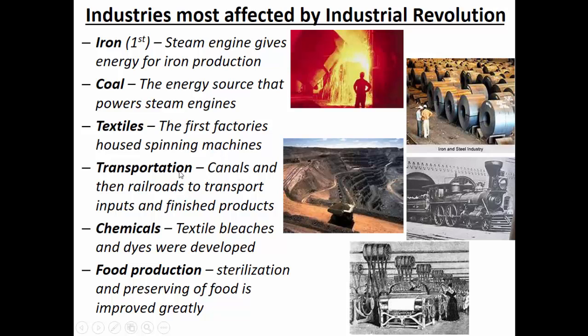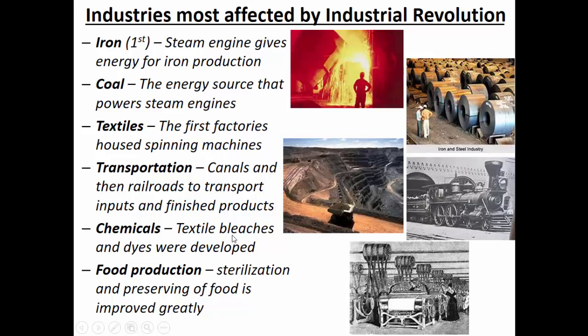Transportation. Canals were built, then railroads were built to transport inputs, which are raw materials, to the factories to be turned into finished goods. Then you could load products onto the railroad, or you could load them onto the barge or the ship, and you could send those finished products to the markets to be sold to people.